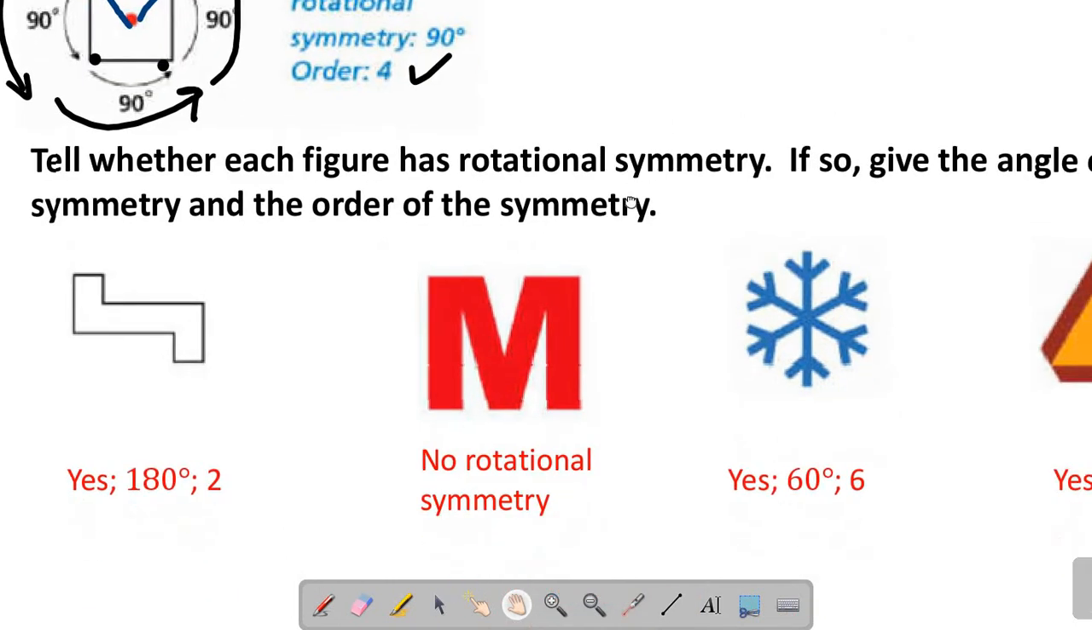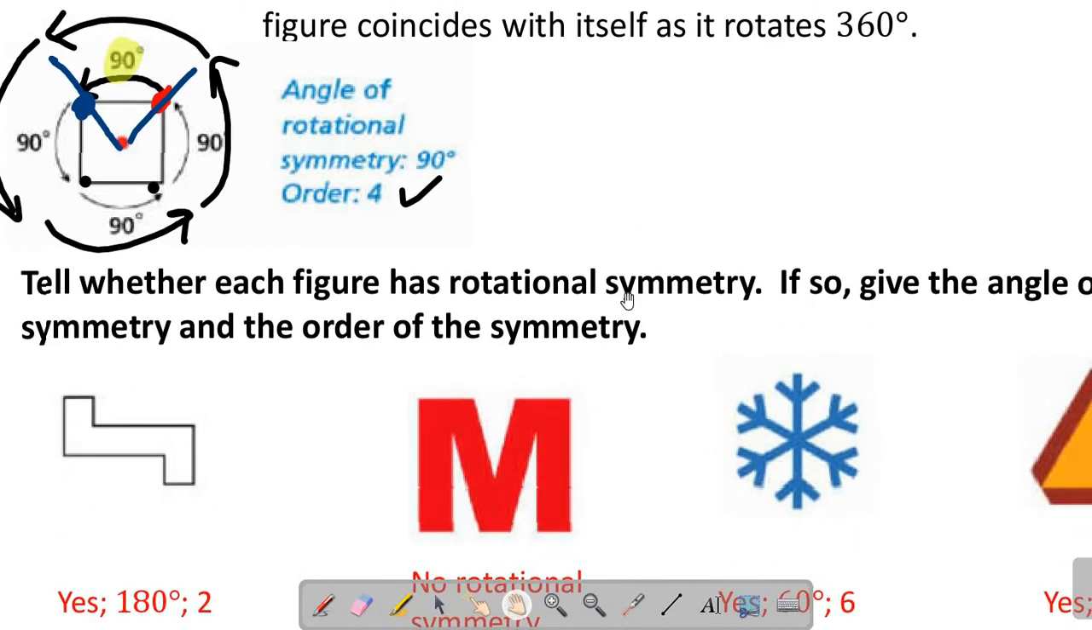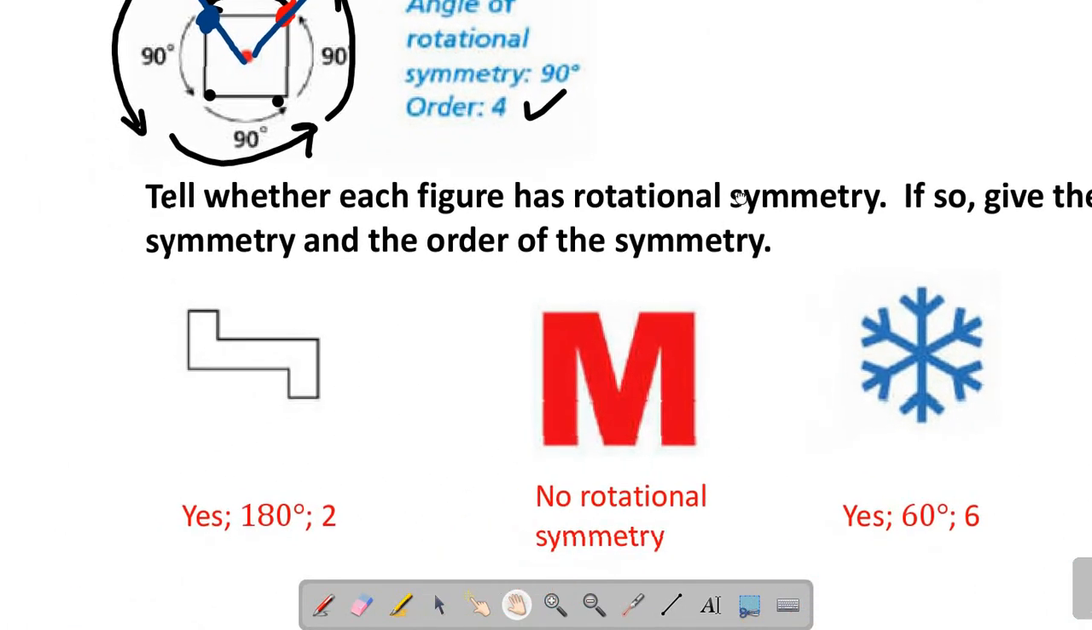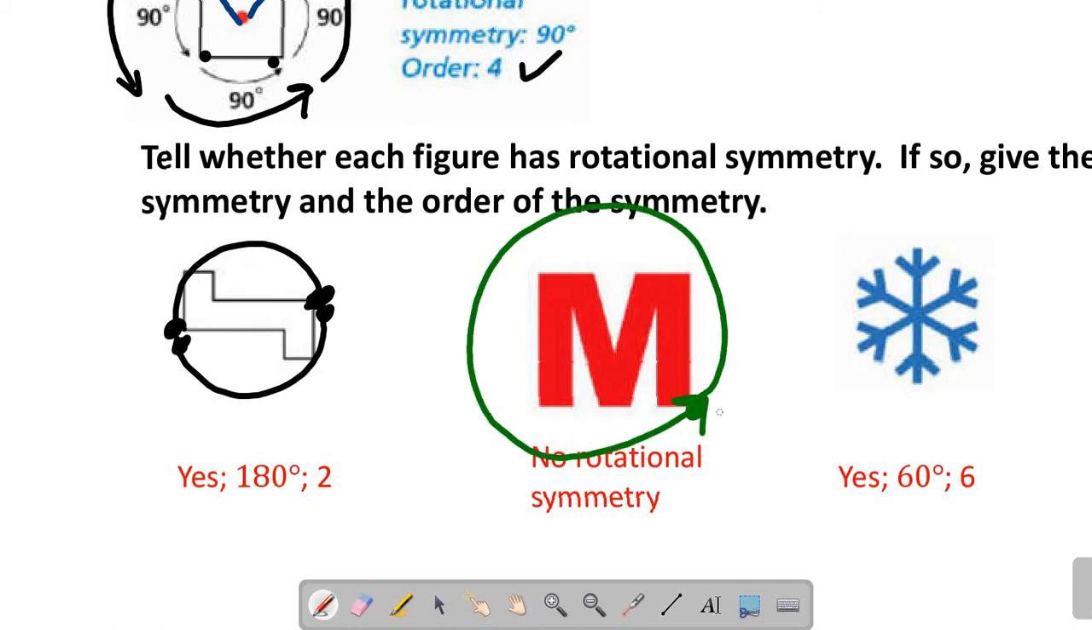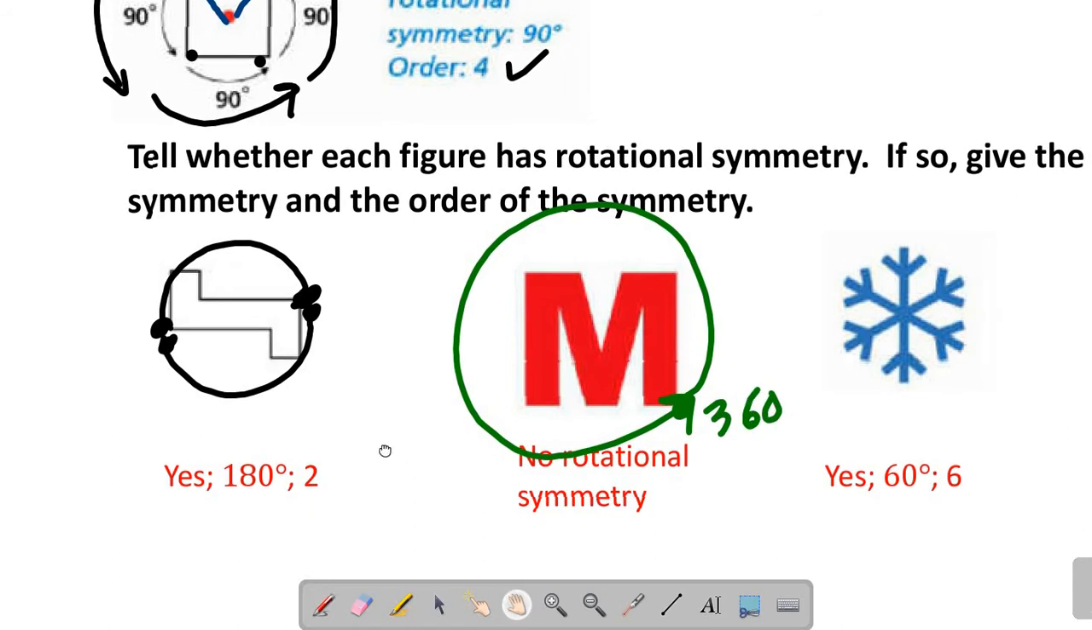Now, apply what I just said to these figures. We can see here that this first one, yes, it has rotational symmetry, but it has to rotate a complete 180. So yes, you rotate 180, you get the same image. Therefore, you only have an order of 2, and the angle of rotation is 180 degrees. This M here, if you rotate, you have to go all the way around 360 to get the same image. Therefore, it does not have rotational symmetry.